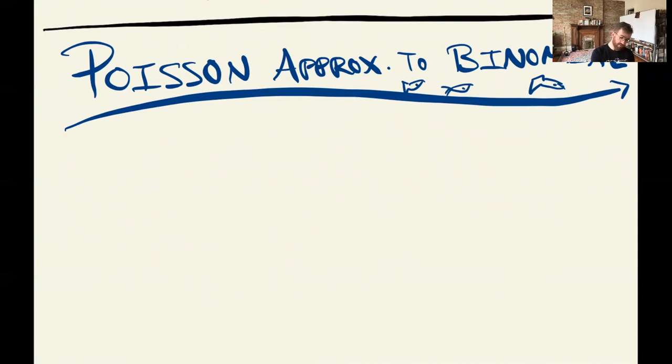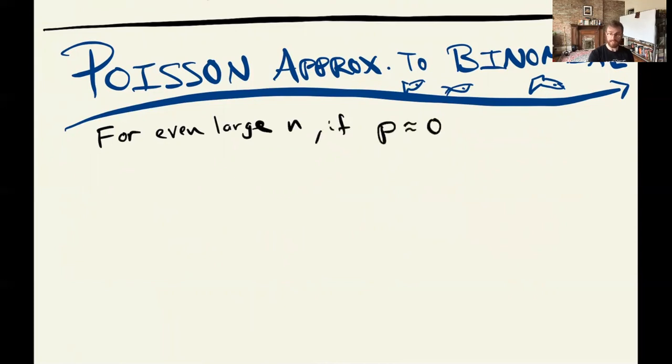But let me just state up front the punchline of this, which is for even large n, if p is very close to zero, this is like our probability of success, then the CLT is a poor approximation.